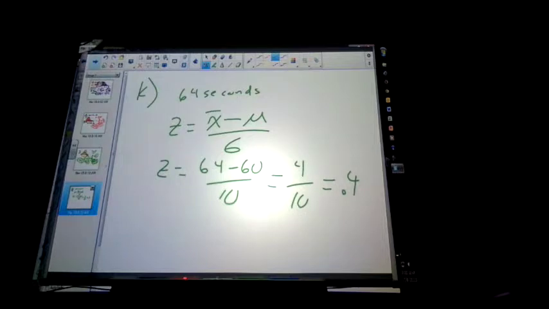What is the area under the curve? 0.6554. Is the Z-score different than the area under the curve? Yeah, the Z-score tells you how many standard deviations, as a decimal, you are away from the average. So we are 0.4 standard deviations above the average at 64 seconds. Okay? Then I can refer to my table in the back of the book to find out what percent is under that. Does that make sense?